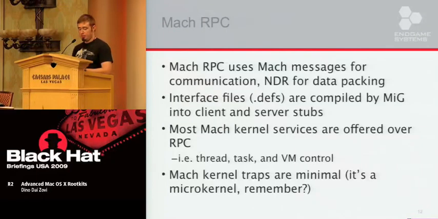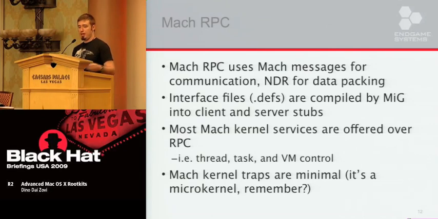All right, so let's talk a little bit about Mach RPC. So I talked about ports and messages. This is just the basic IPC, just unidirectional inter-process communication. On top of that, Mach has a high-level remote procedure call. And this was really early. This stuff came out in the late 80s. I mean, this was one of the first RPC systems. It uses Mach messages for communication, and uses NDR representation, which is the same representation that Microsoft's RPC uses.